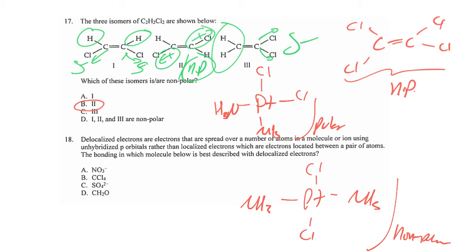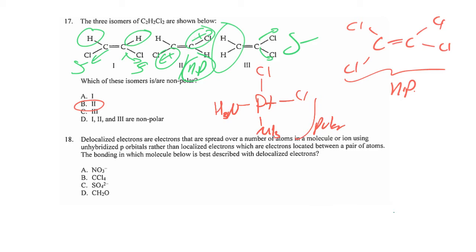So 18, delocalized electrons are electrons that are spread over a number of atoms in a molecule using unhybridized p orbitals rather than localized electrons, which are electrons located between a pair of atoms. So likely we get that defined for us here. Sometimes you may see this question not actually giving that type of definition. So then the delocalized electrons, or the bonding in which molecule below, is best described with delocalized electrons. So we have nitrate, CCl4, SO4 2-, and formaldehyde.